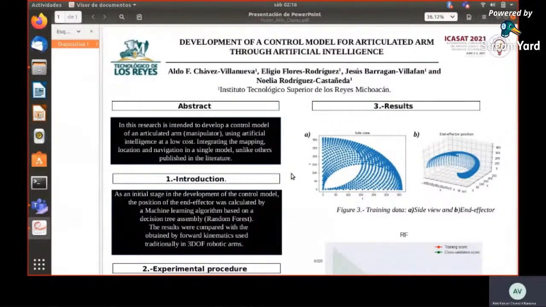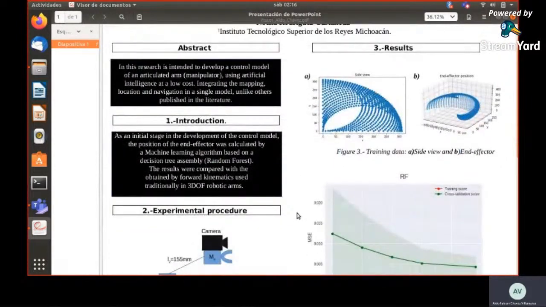The main objective of this research is to obtain a low-cost control for an articulated arm using artificial intelligence. Most of these devices on the market are very expensive, considerably reducing their implementation in non-industrialized areas. As initially stated, in the development of the control model, the position of the end effector was calculated by a machine learning algorithm based on a decision tree ensemble.